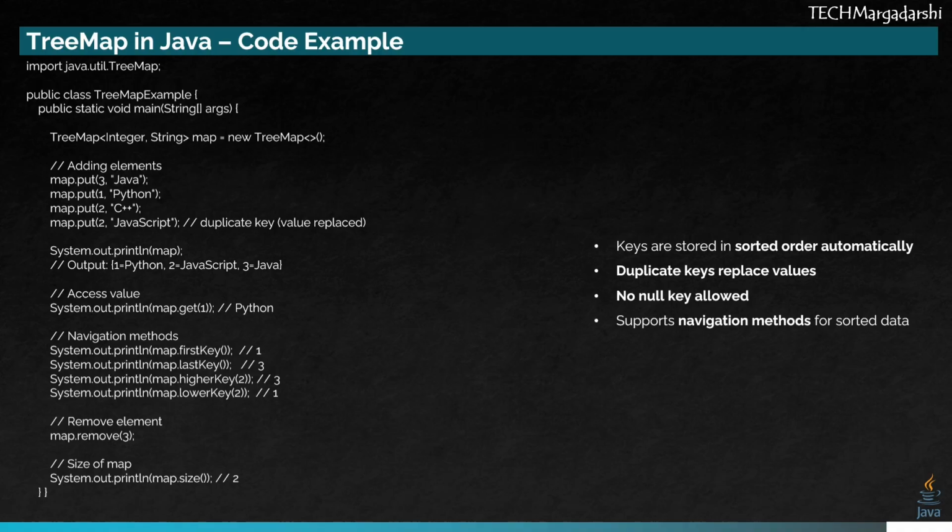Using the get method, we retrieve the value associated with the key. TreeMap also provides useful navigation methods. The firstKey method returns the smallest key, lastKey returns the largest key, higherKey gives the next higher key, and lowerKey gives the next lower key. We then remove an element using the remove method, and the size method returns the total number of entries. This example clearly shows how TreeMap maintains sorted key-value pairs and supports efficient navigation operations.